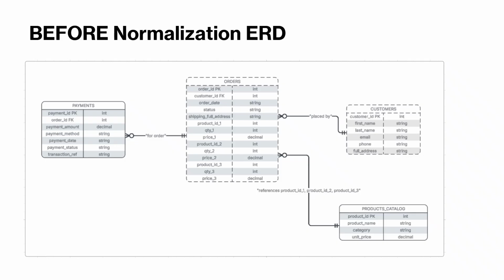To summarize the issues here, the design contains repeating groups, non-atomic values, and duplicated data. Because of these, updating product prices, deleting records, or inserting new data becomes error prone. This structure does not scale well and makes data integrity very difficult to maintain.